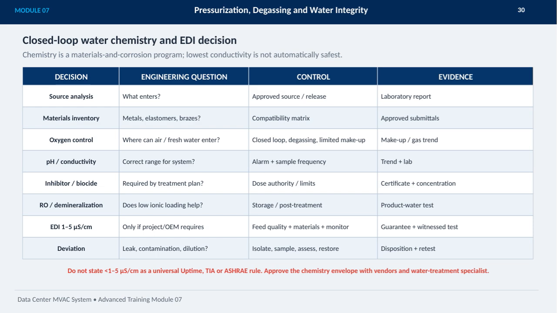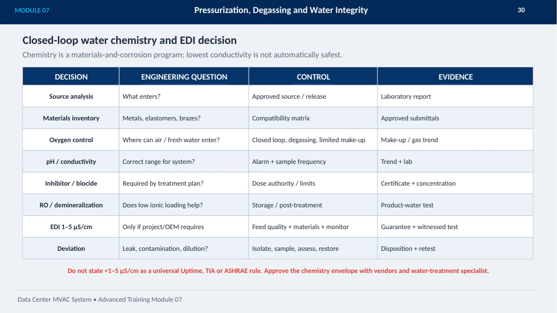First, we analyze the water source. What exactly is entering the system? We confirm approved sources, check laboratory reports, and consider a detailed materials inventory, including metals, elastomers, and brazes. Using compatibility matrices and approved submittals helps ensure all materials work well together.